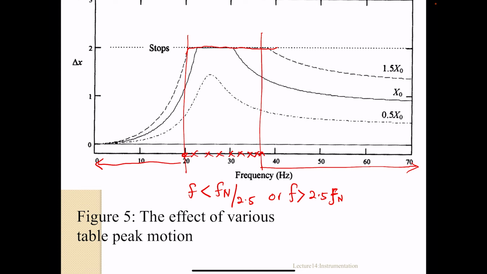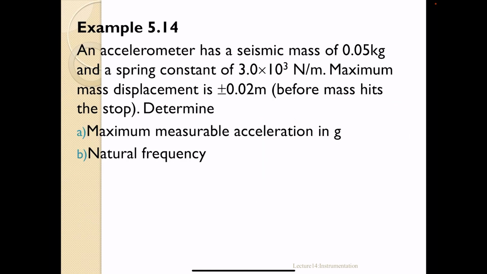For a frequency lower than the natural frequency, it will follow the equation, meaning it will increase with omega squared. But for a frequency higher than the natural frequency, in this region here, frequency does not have an effect on the displacement of the seismic mass, but it now depends on x0, which is the maximum amplitude of the vibration. Let's look at this simple example.